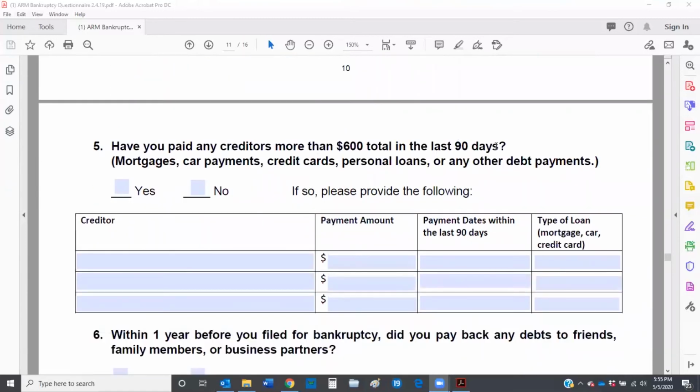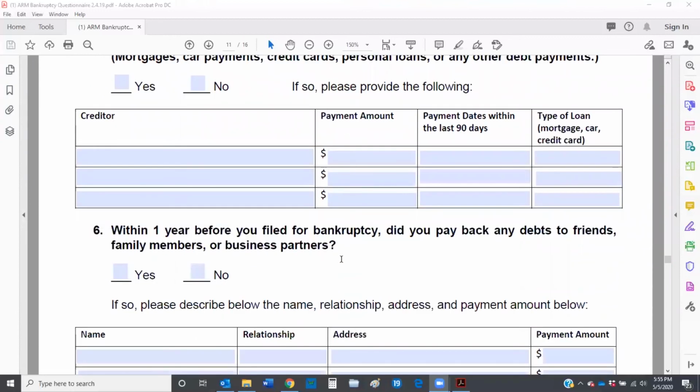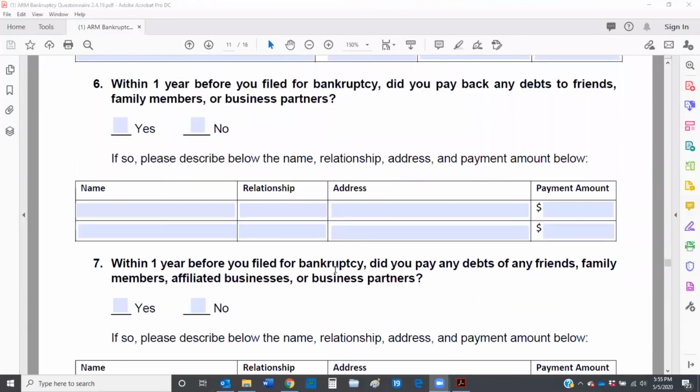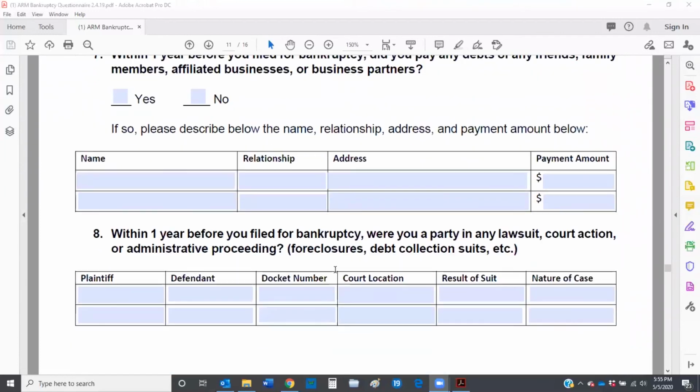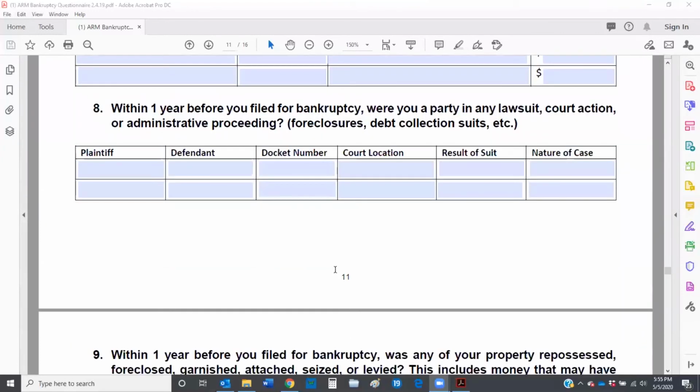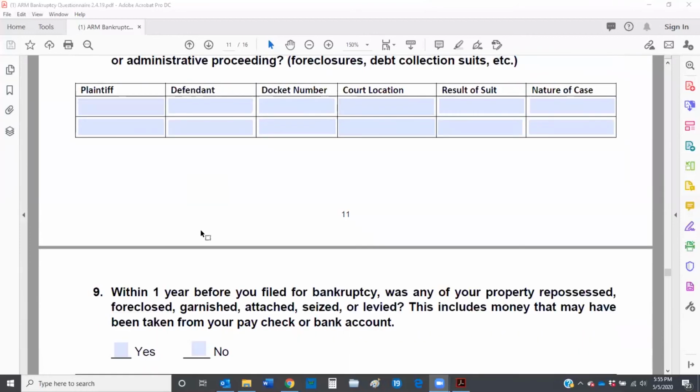Again, please pay attention to the timeline with any questions. This question asks within the last 90 days, whereas this one asks within a year. So as you go through, look at the timeline and then look at what the question asks to really think. This question, question 8, is important. It asks about, were you a party in a lawsuit or court action? It's important we have that information listed so the court can be notified of your filing and all of that judgment action can be stopped.